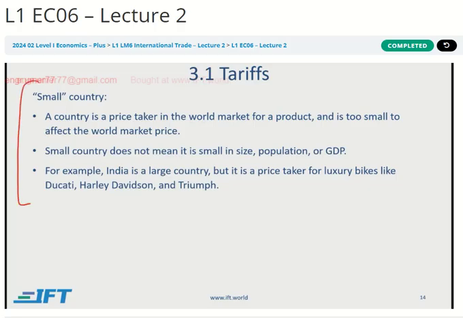When a small country puts a tariff, the impact is different on the world versus when a large country puts a tariff. So let's say India, which is of course not a small country, but for a product like luxury bikes, if India is going to put a tariff on luxury bikes like Harley Davidson or Ducati or Triumph, it's not really going to make that much of an impact on the global prices of Harley Davidson, Triumph, and Ducati, because India is not that big a market for them.